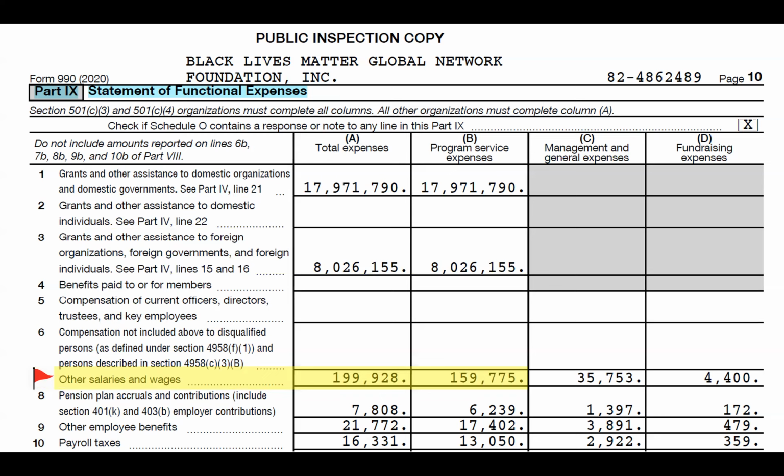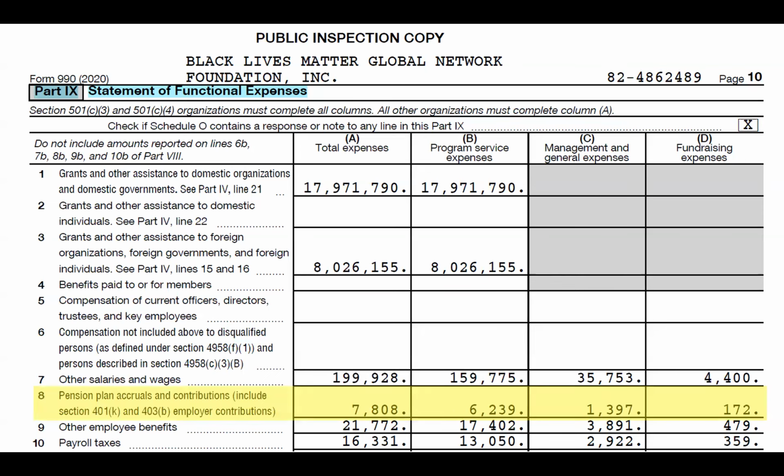sharing with you that Patrisse Cullors, who was one of the three founders of the Black Lives Matter Global Network Foundation, along with two other women, was the only employee on record for 2020. And she claimed that she only earned $20,000 from the organization in 2020. So I'm confused about this amount that was listed here. Where does $199,928 come from if she was only paid $20,000? So that's a red flag for me.